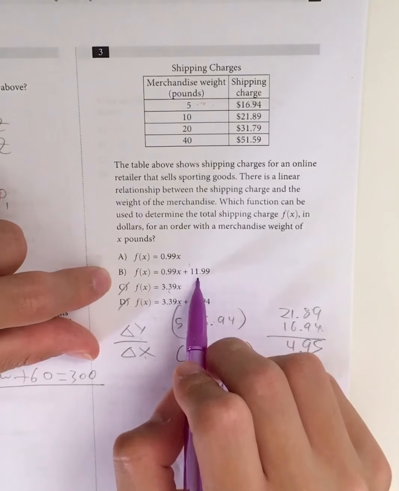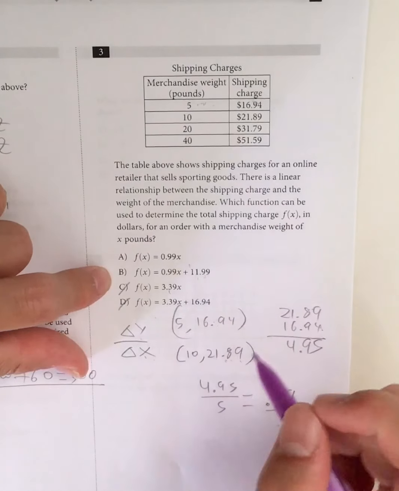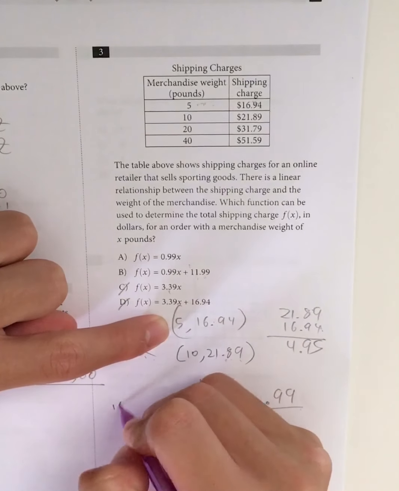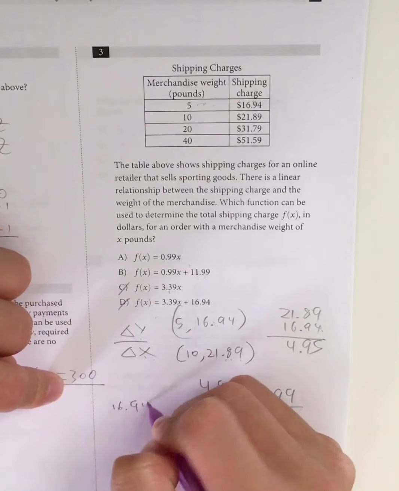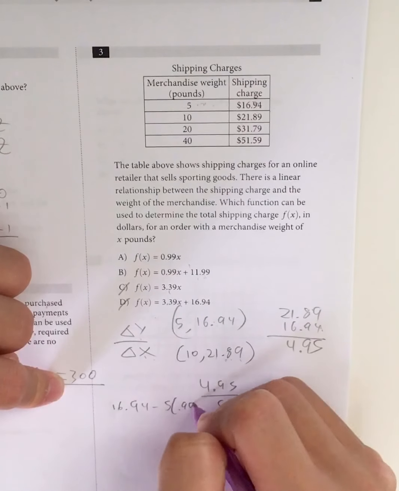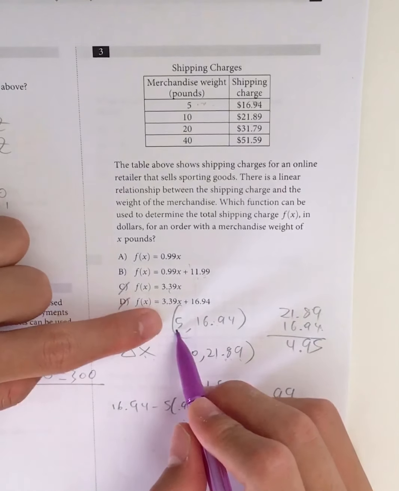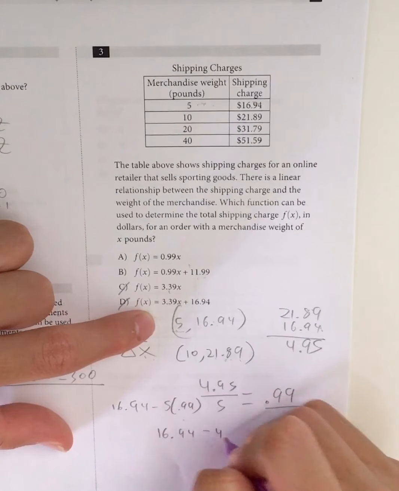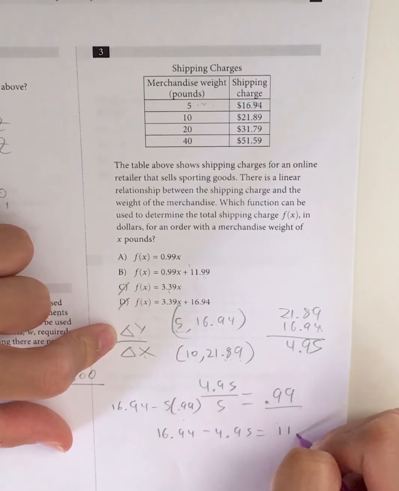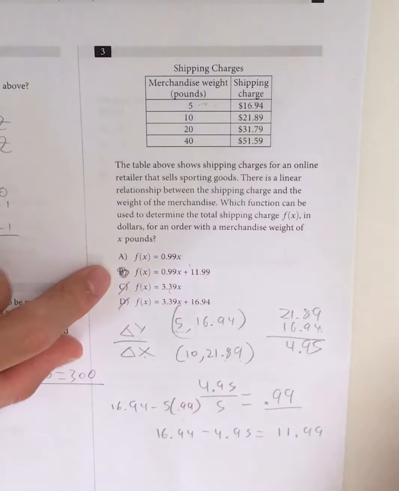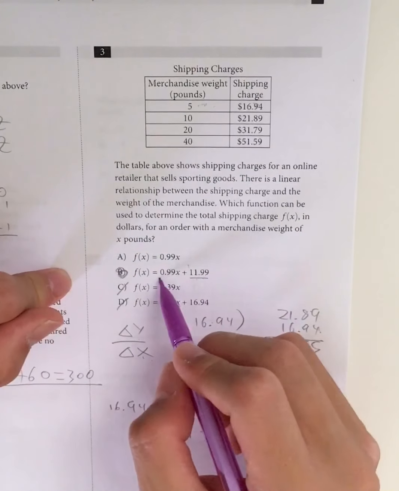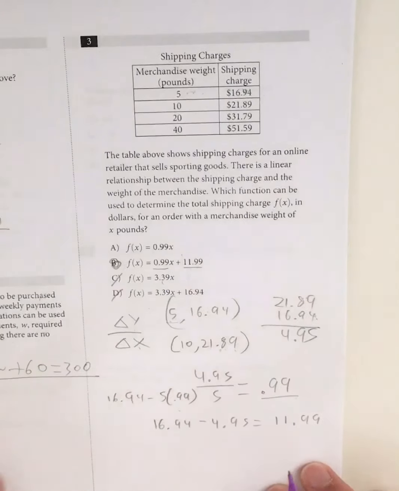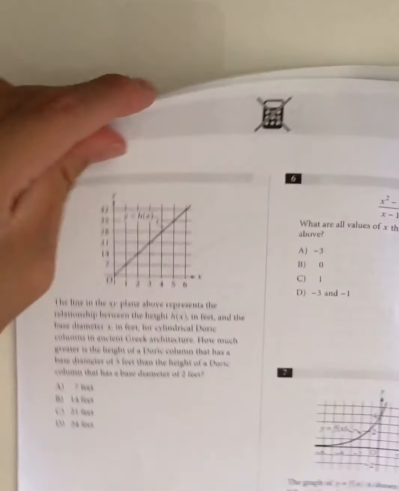And what's going to be the y-intercept? How do we find the y-intercept? We just subtract 16.94 minus 5 times 0.99 to calculate the value when x is equal to 0. That'll give us 16.94 minus 4.95, which will give us 11.99. And boom, that means our answer is B, because we have 11.99 as our y-intercept and 0.99 as our slope. I made a video on this, so if you guys don't know how to do this, then check it out. But let's move on to the next question.